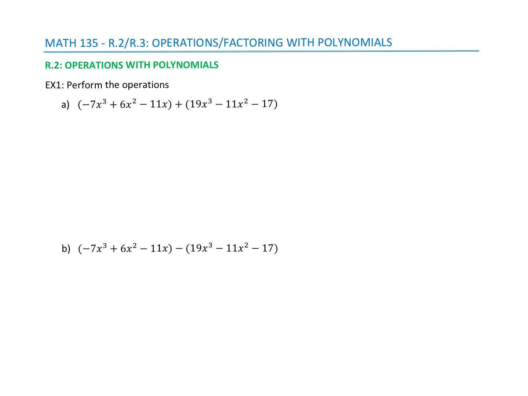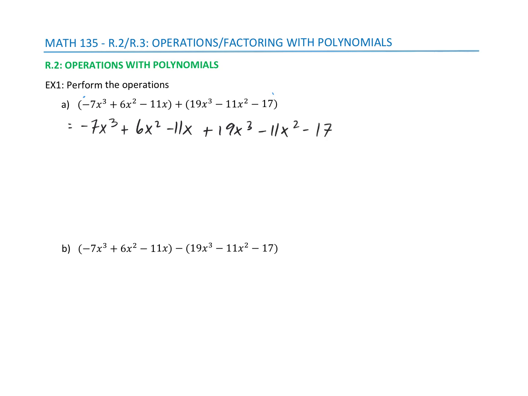What is the operation? Well, the polynomials are all inside these parentheses, and then we have a plus sign between them. So what are we going to do? We're going to add them. All right, so since it's just a plus sign, none of the signs change. This is a negative 7x cubed plus a 6x squared minus 11x plus 19x cubed minus 11x squared minus 17.